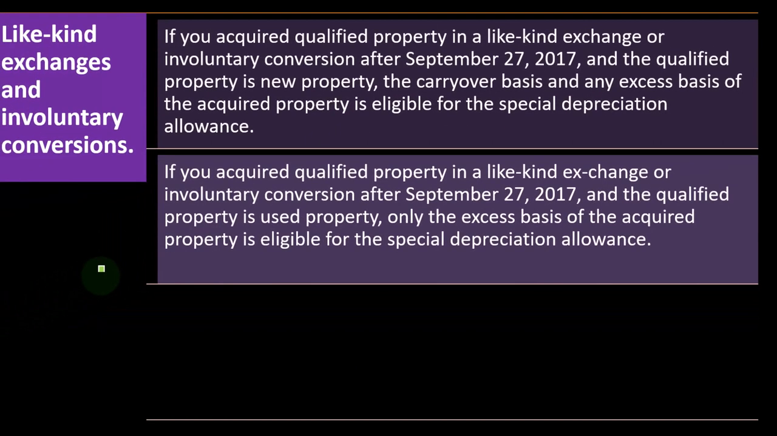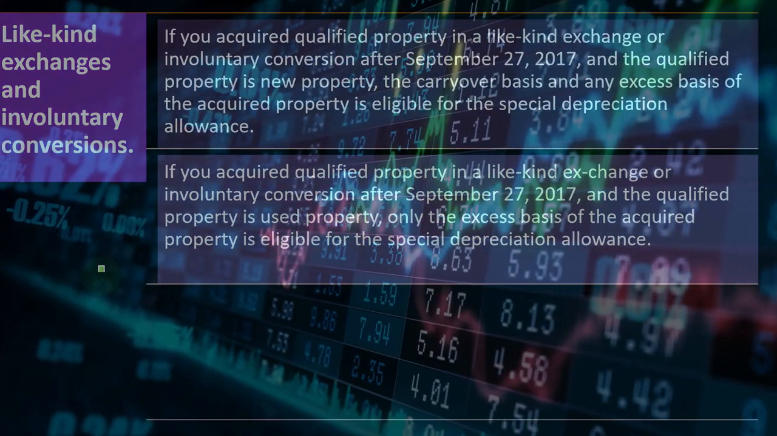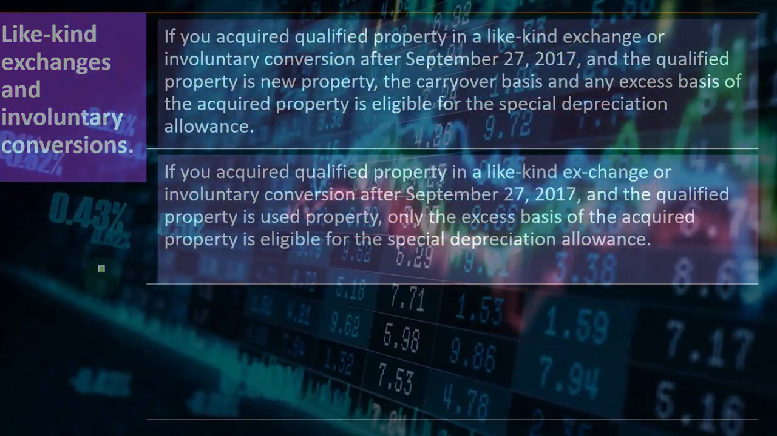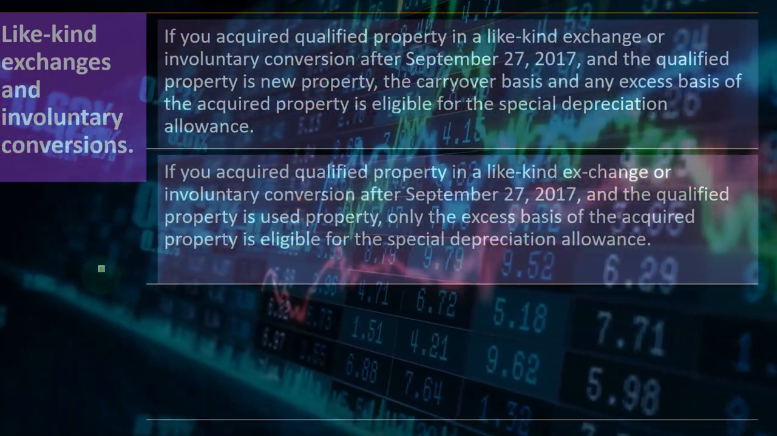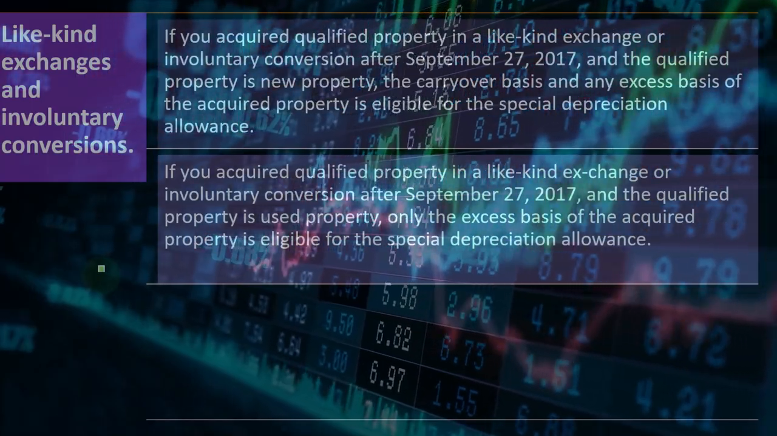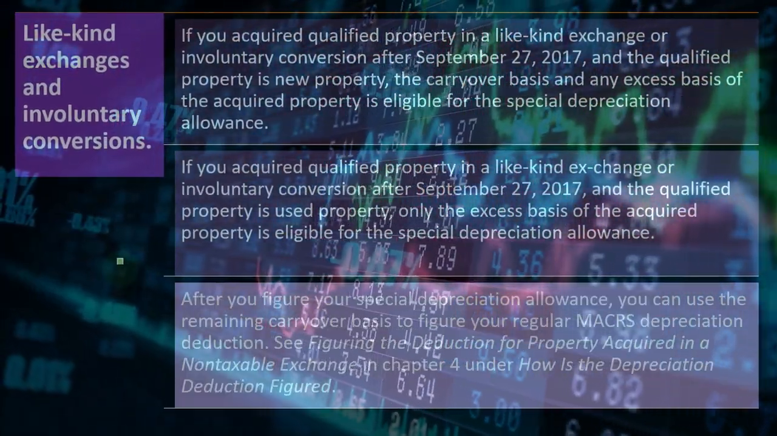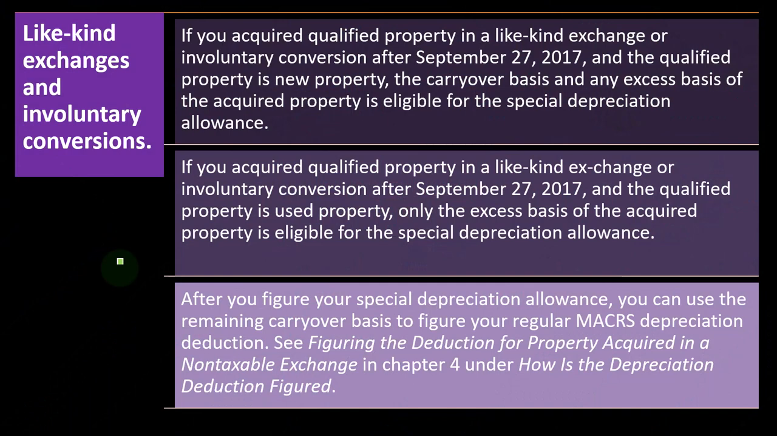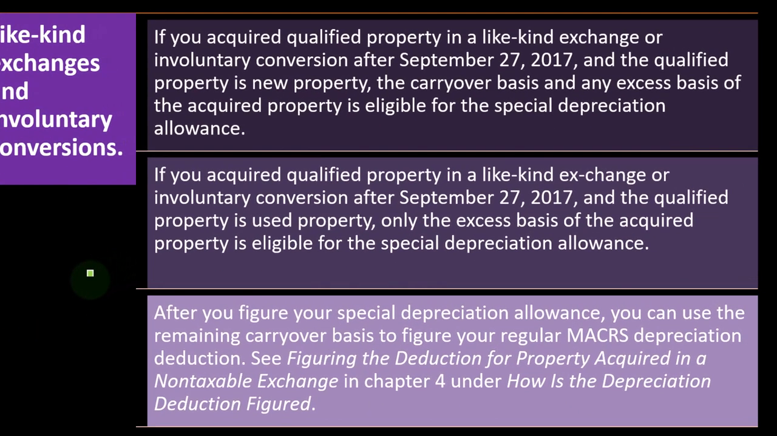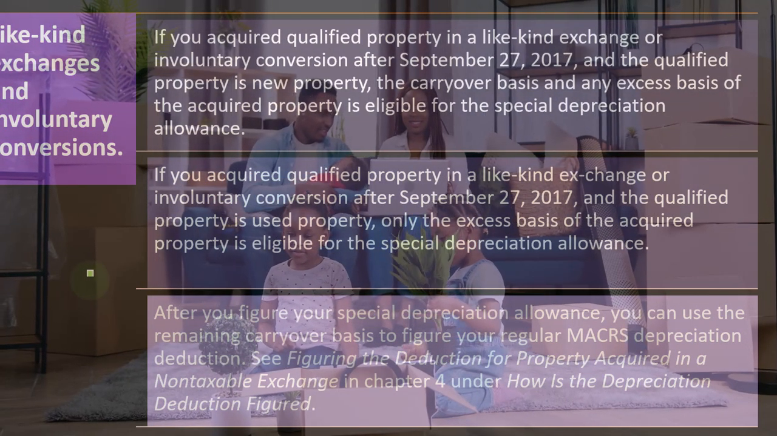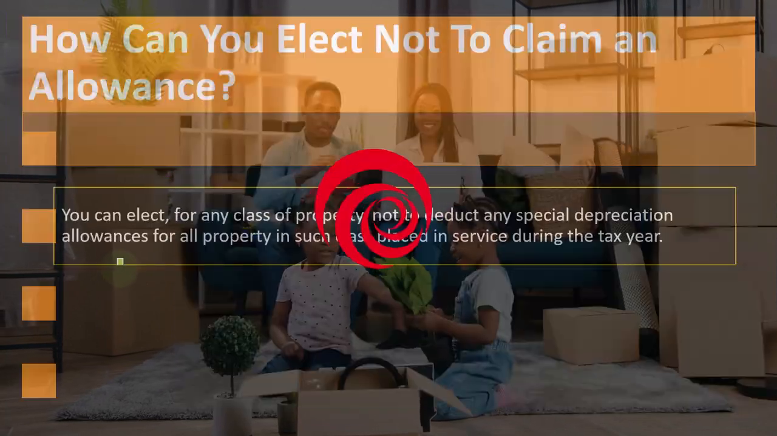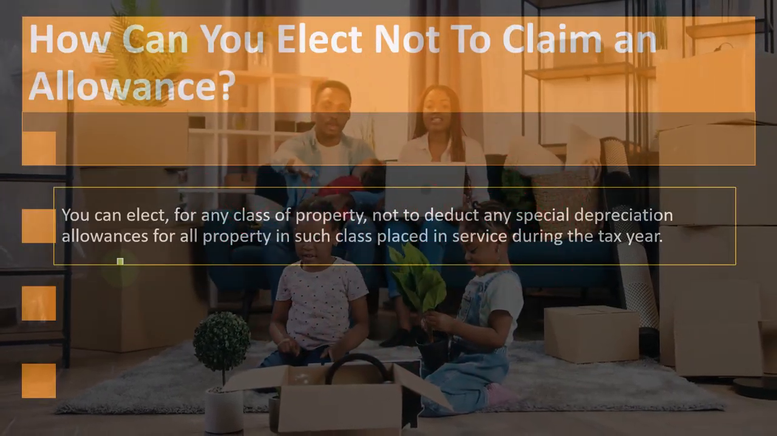If you acquired qualified property in a like-kind exchange or involuntary conversion after September 27, 2017, and the qualified property is used property, only the excess basis of the acquired property is eligible for the special depreciation allowance. After you figure your special depreciation allowance, you can use the remaining carryover basis to figure your regular MACRS depreciation deduction. So somewhat of a more unusual situation, although they do come up fairly often. You can see Figuring the Deduction for Property Acquired in Nontaxable Exchange in Chapter 4 under How Is Depreciation Figured. So how can you elect not to claim an allowance?